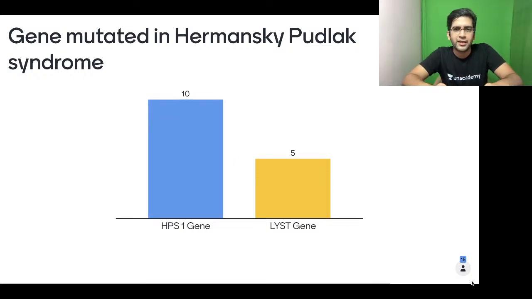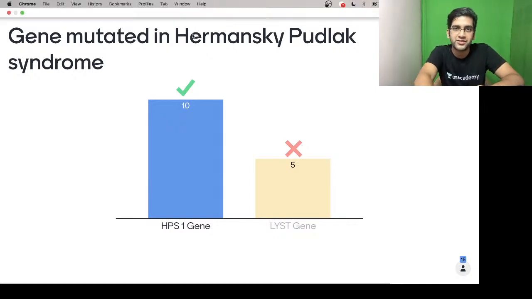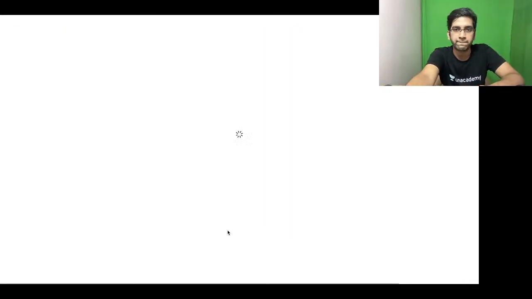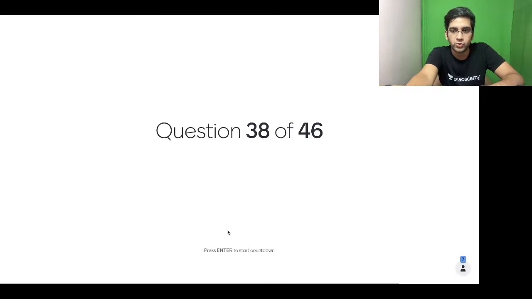Okay, 5 of you. LVSDG is seen in Chediak-Higashi syndrome, right? Not Hermansky-Pudlak syndrome. In Hermansky-Pudlak syndrome, look at that, HPS. HPS1 gene is mutated in Hermansky-Pudlak syndrome, right? Okay, we go next question. 8 more questions for the final.